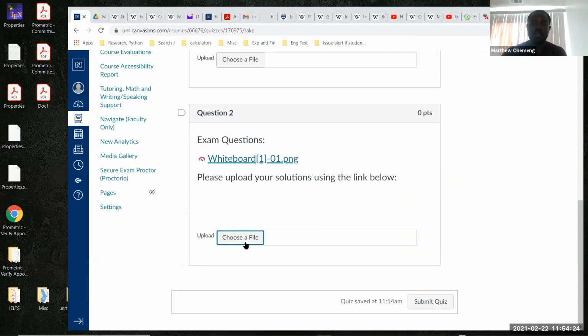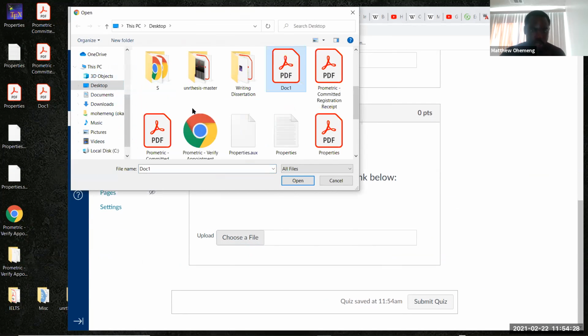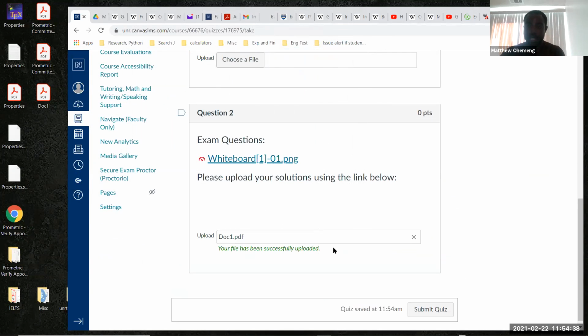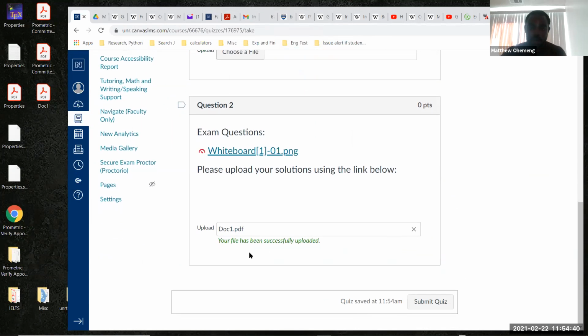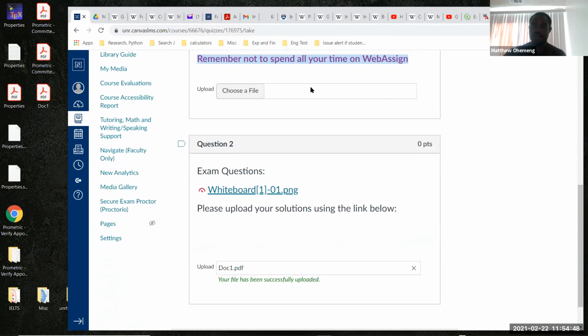You just choose file and you come to document. Where is it? It's on my desktop, right? Document 1. Like, so you choose it. It will come because I'm the one who set the thing. It's not allowed. Okay, it's allowing. I thought it was not going to allow me to submit. So upload, it's already here, and then you submit. Right? And then for this one, you do a similar thing here too.